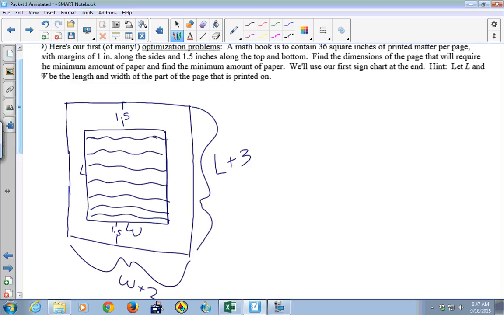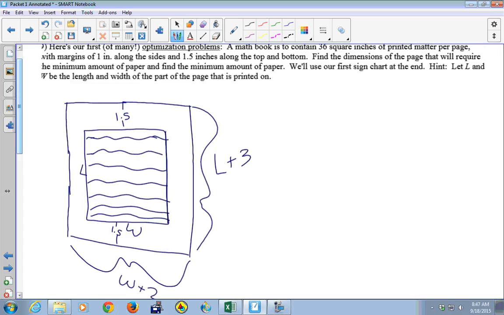And we are supposed to find the dimensions of the page. So I'm looking for the dimensions of the outer page, the whole page, W plus 2 and L plus 3, that will require the minimum amount of paper. How do you measure the amount of paper that's being used, in inches squared? Yeah, we look at the area of the page. That's how you determine how much paper is there.